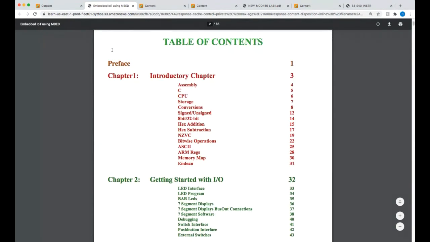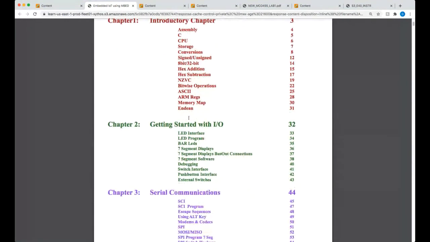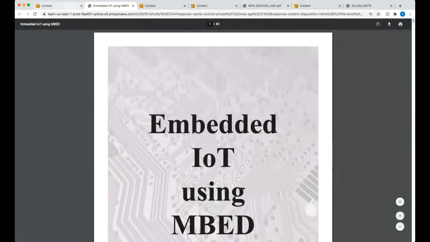Now there's a preface, and there's going to be some questions on the preface. The introductory section here goes through assembly language. What is it? What is C, CPU, and so on. A lot of theory, but there's also things in here like hex additions, hex subtractions, NZVC, and so forth that have to do with lab 1. Now, there's also chapter 2 and so on. So all the information is here. This is the textbook. As I said, it is free, not a problem.